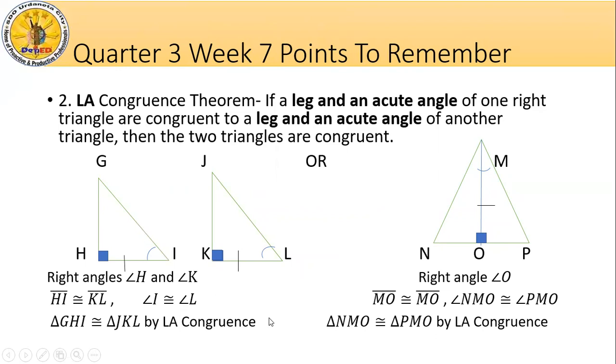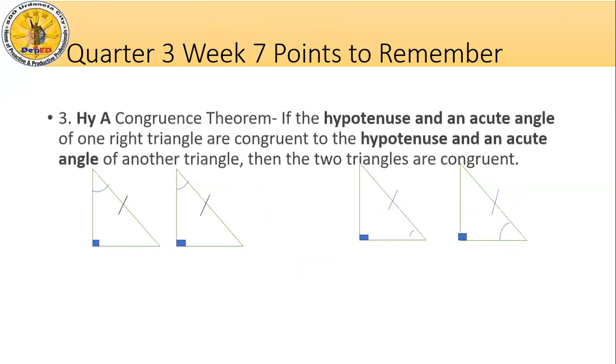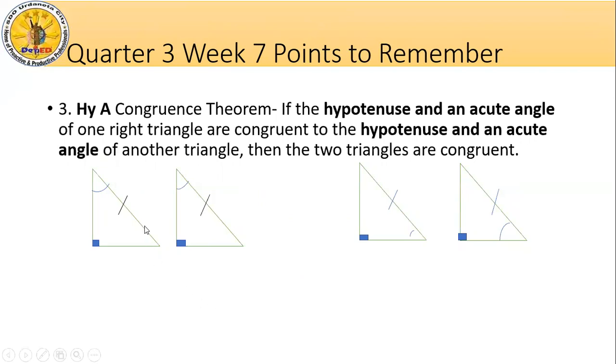Okay, number 3. We have the HA or sometimes called high A congruence. High stands for hypotenuse and A the angle. If the hypotenuse and an acute angle of one right triangle are congruent to the hypotenuse and an acute angle of another triangle, then the two triangles are congruent. There are two examples here also.